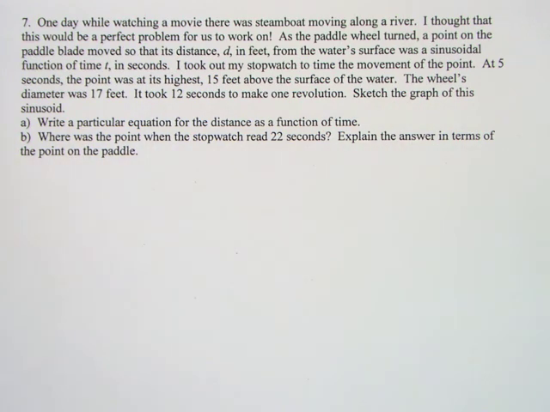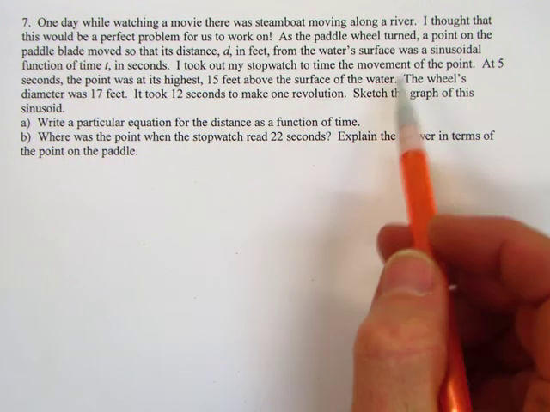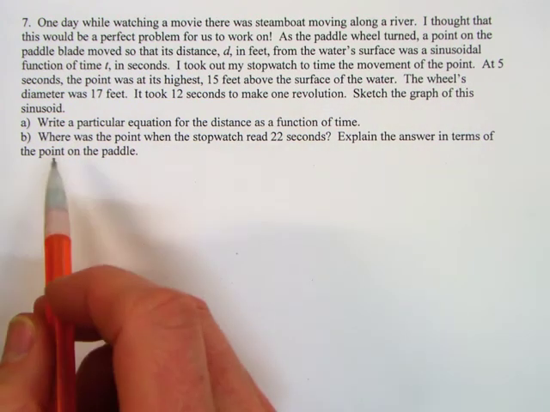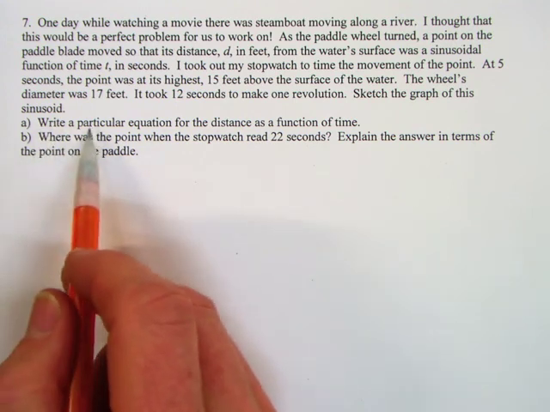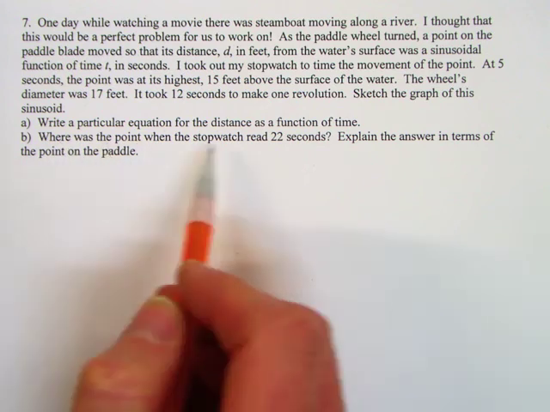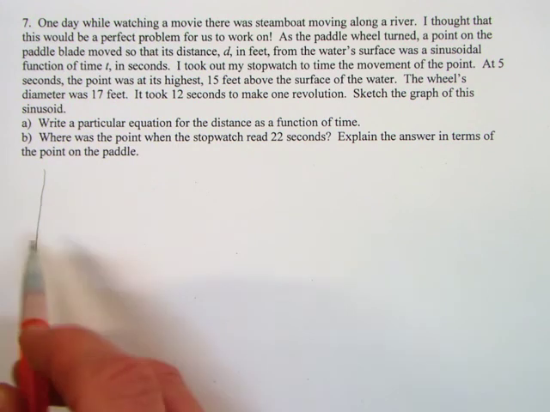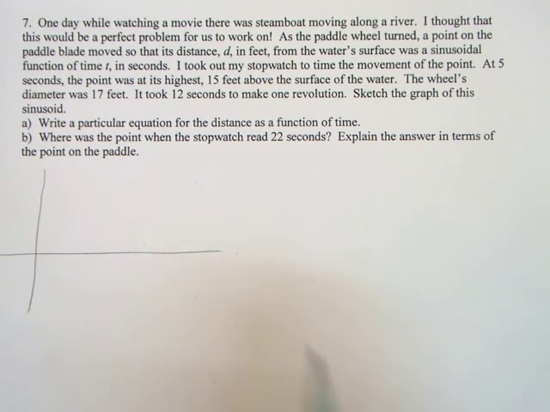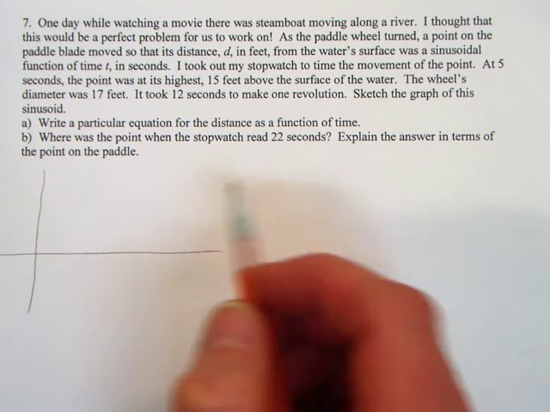So, we have this problem here, and what we're going to do is write a particular equation for it. Now, I specifically told you to sketch the graph of it. It's important to do that to help us get this information. And then, after we have the equation, we're going to find where the point is at time 22 seconds. So I'm going to set up an XY axis, and ask what information do I know? Let's just start labeling what I know.